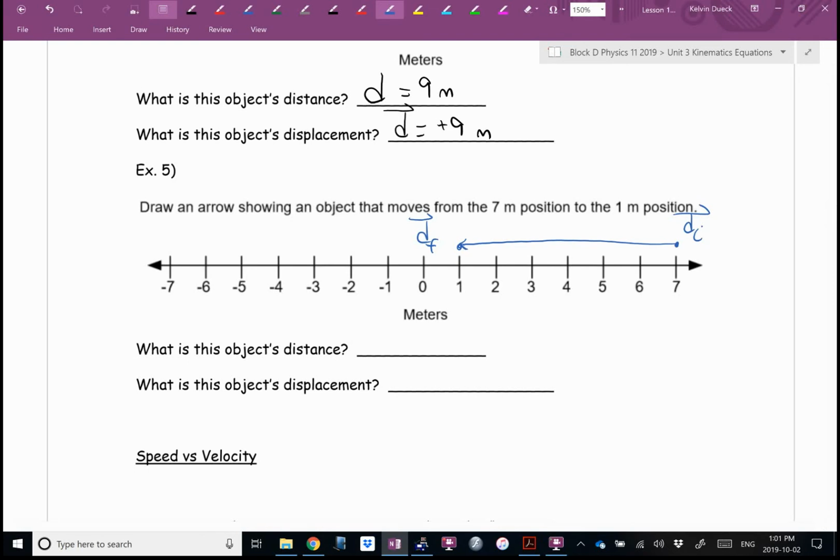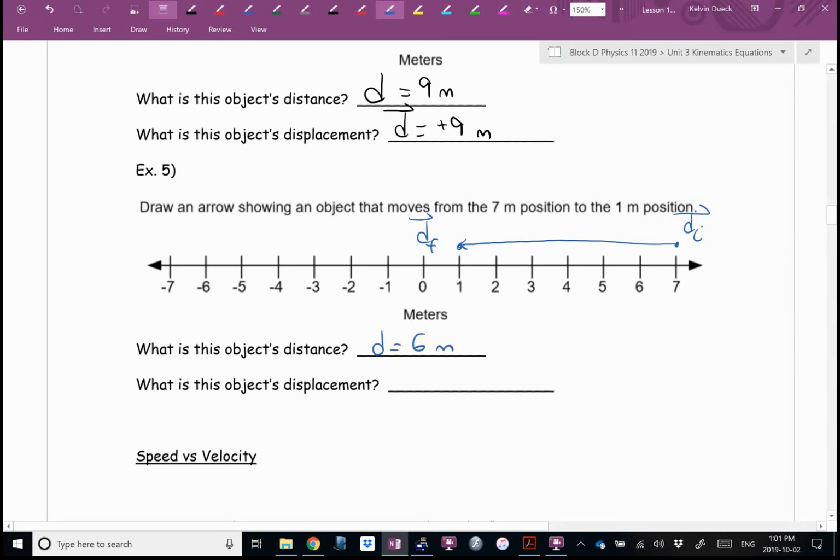Where did it start at? 7. Where did it finish at? So what's its distance? Bigger minus smaller, right? Units? Units. Sorry, I put a vector sign. Distance is a scalar. D equals 6 meters.